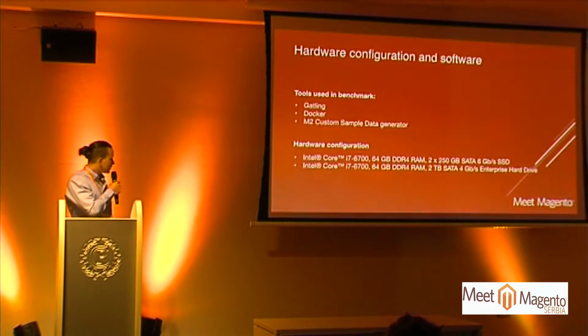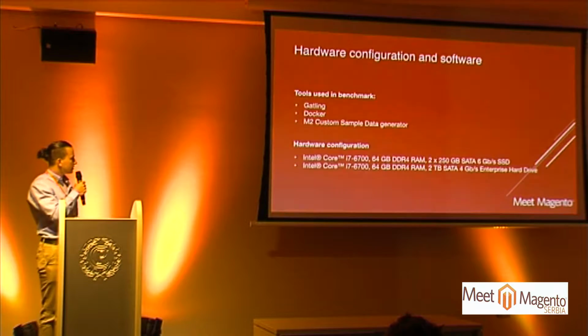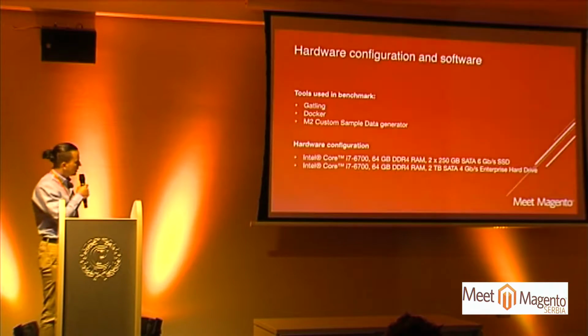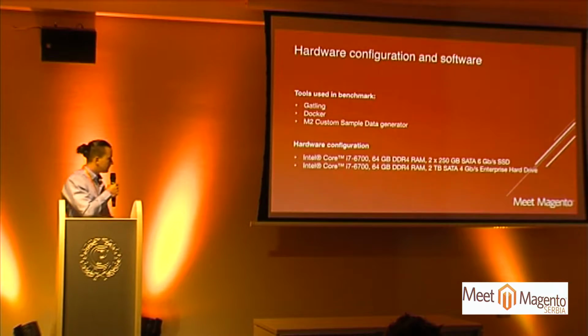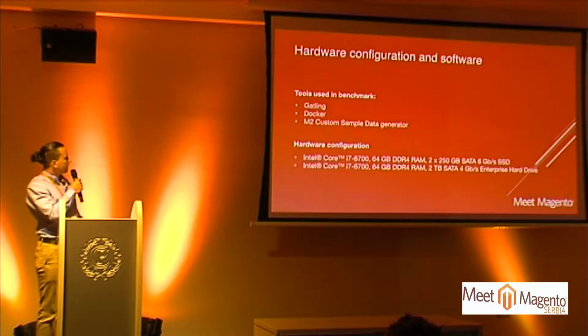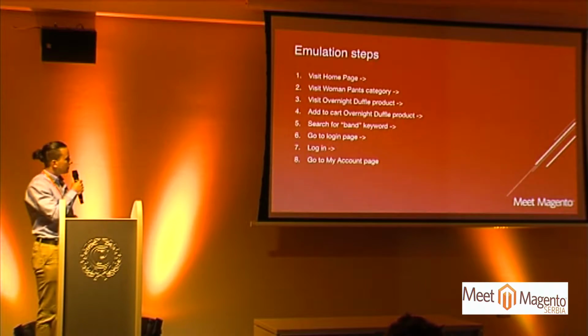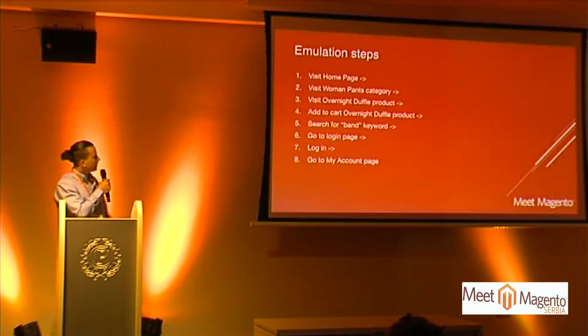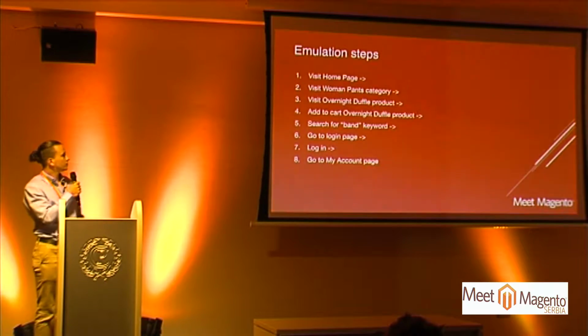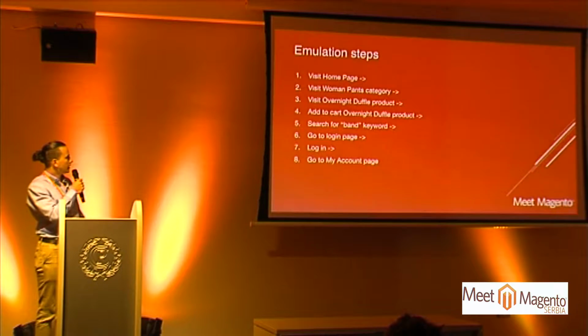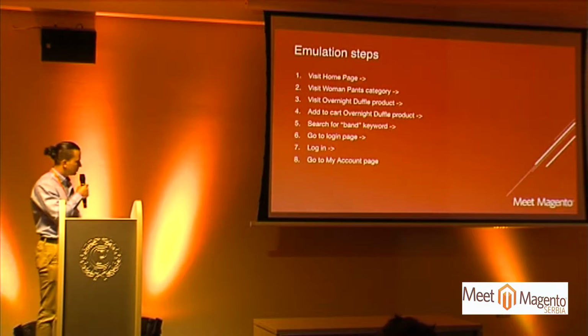As a hardware configuration, we used two servers. They are almost identical except the disk drive. On the first one we have SSD, and on the second one a little bit slower hard drive. As for Gatling, we have created a scenario that goes through this list of steps: goes to home page, then visits category page, then goes to the product page, adds this product to the shopping cart, searches for a banned keyword, goes to login page, logs in, and is redirected to my account page.